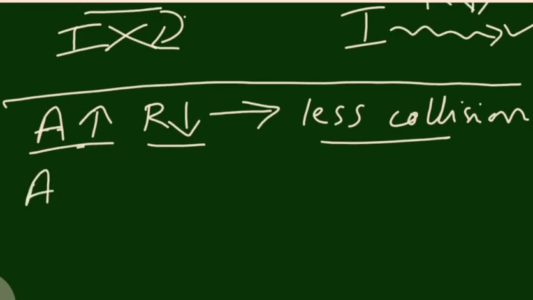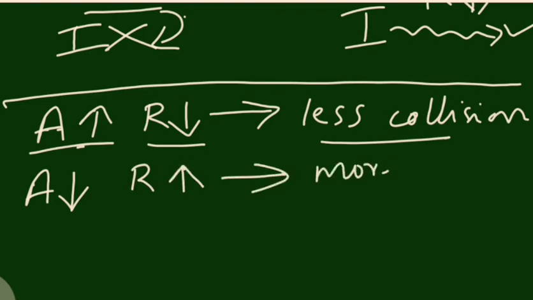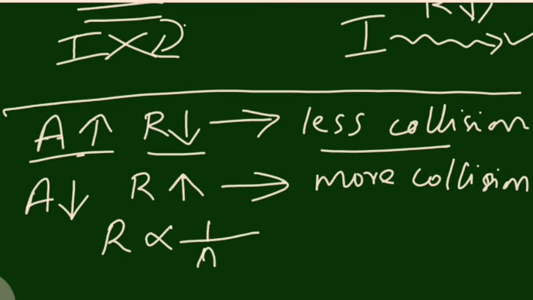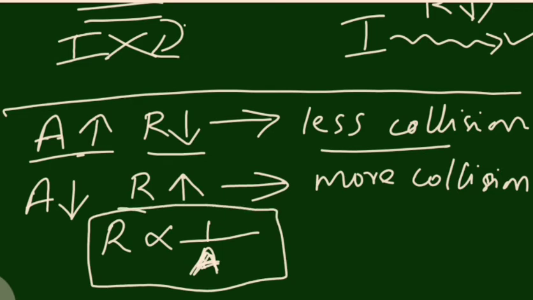Suppose area is less, what will happen? The resistance will be more because more collision will happen there. No space, so more collisions of electrons and ions will happen there. So in general you can write resistance is inversely proportional to area. One increases, the other decreases. So that is the second relation: length is directly proportional, area is inversely proportional.